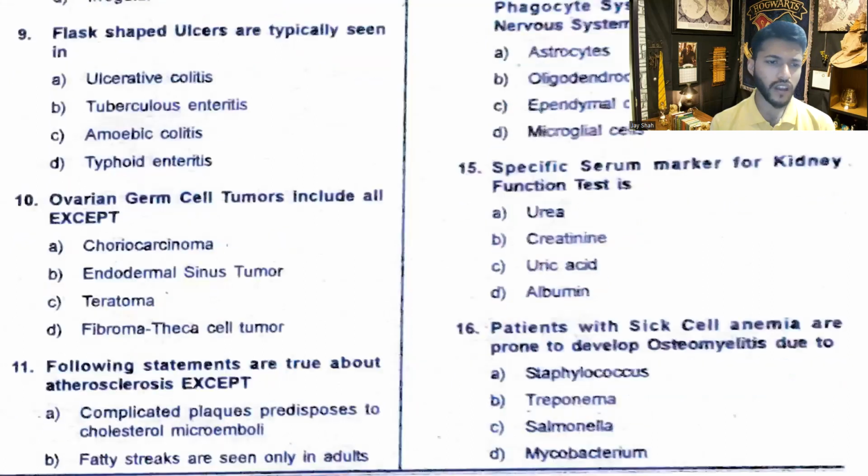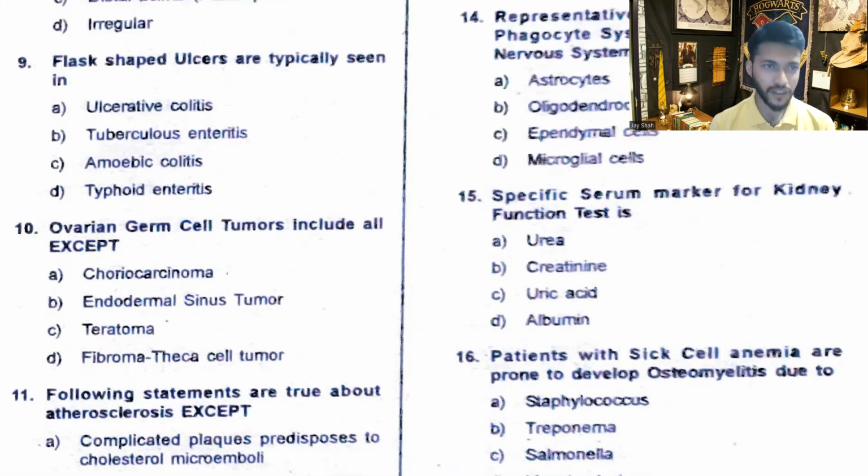Prepare it well. Ovarian germ cell tumors include all except, see again they have asked germ cell tumors. So is it teratoma? Yes. Choriocarcinoma? Yes. Endodermal sinus tumor as well, that's true. Fibroma, thecoma? No. These are your stromal tumors. These are not germ cell tumors.